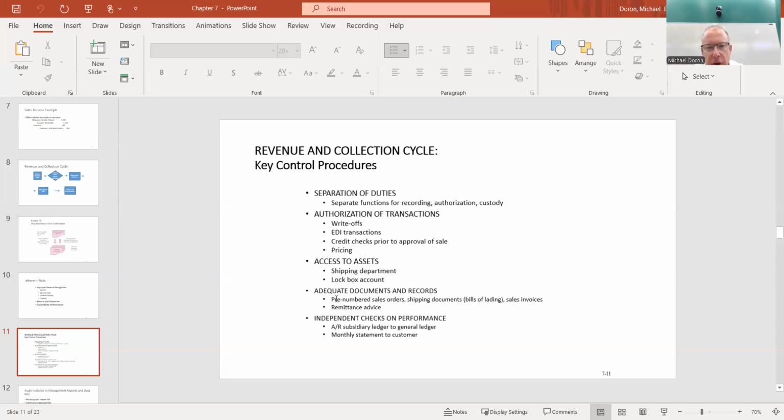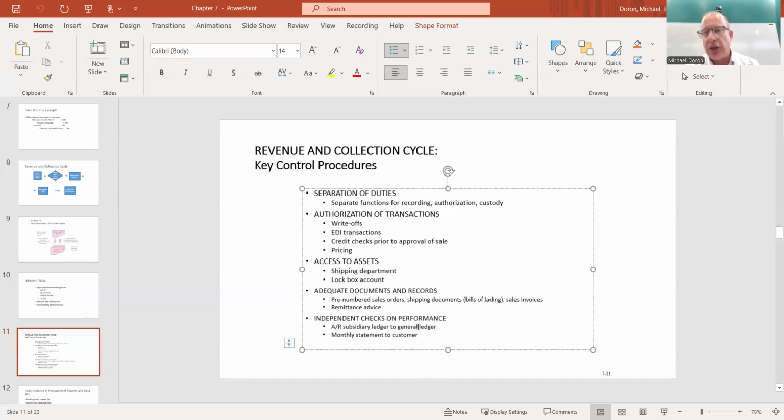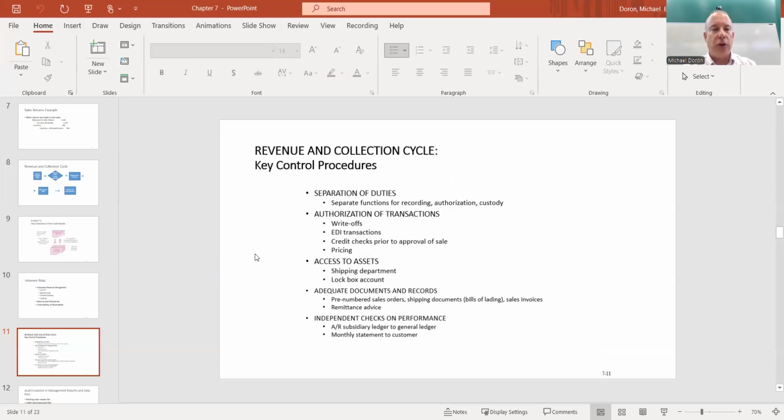Adequate documentation and records, pre-numbered sales orders. We talked about that. All documents should be pre-numbered. Shipping documents or bills of lading. That's a term that comes up. If you ever see bills of lading, it's really just a shipping document. You can think of it as the same thing. Okay, sales invoices and remittance advice. And then finally, independent checks on performance. So somebody like an internal auditor checking the AR ledger to the general ledger. Do the two match up? And monthly statements are sent out to all the accounts receivable customers is another way to reconcile. So again, taking all the principles of internal control we know and applying them to the revenue accounts.